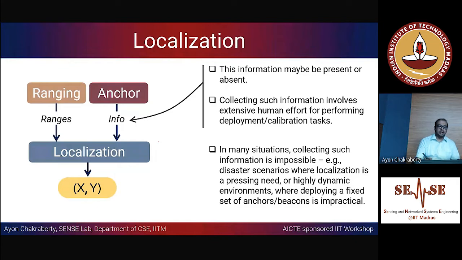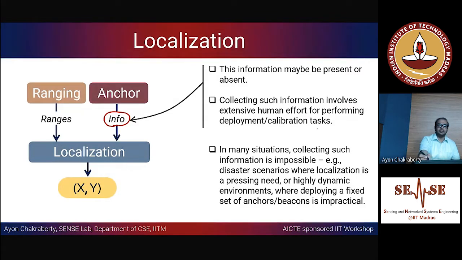But currently what we are trying to look at is, are there any way such that we can reduce the dependence on the information regarding the anchors. Okay. So that is what, this information may be present or absent. Okay. So maybe it is partially present. Maybe for some anchors you know the location, and for some anchors you do not know the location.